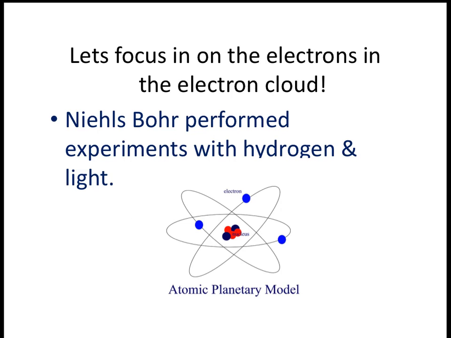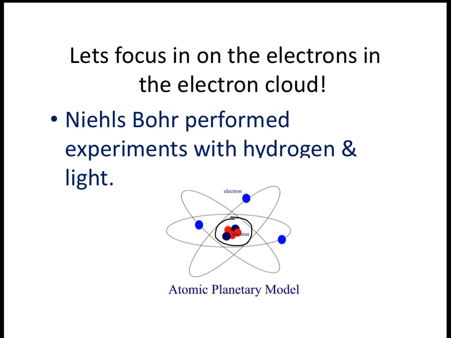There's a famous scientist named Niels Bohr. He's actually a physicist, and he performed experiments with hydrogen and light. And he is the scientist that actually came up with the atomic planetary model. You can see that the nucleus is in the middle, just like Rutherford had mentioned earlier on, full of protons and neutrons. And at the time that Rutherford put the model together, he thought that the electrons were just scattered about in the electron cloud.